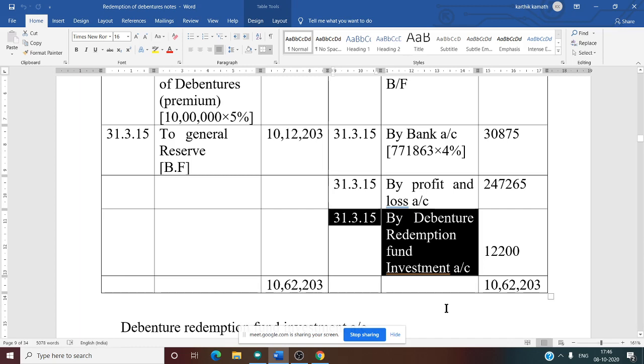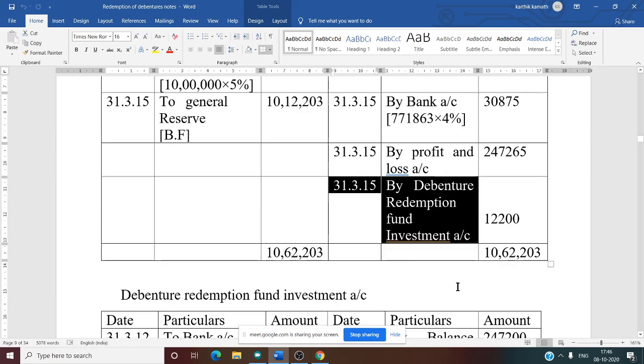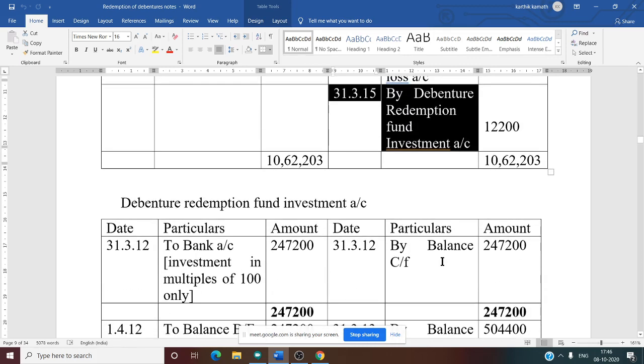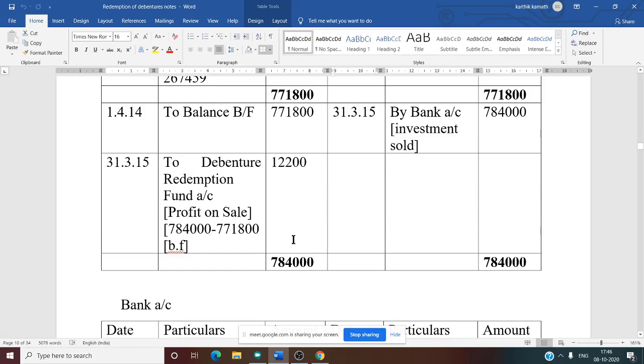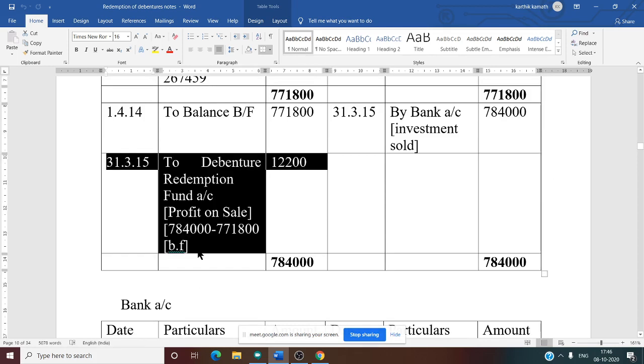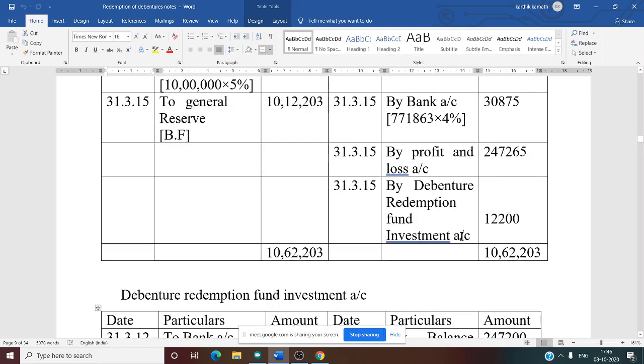See this. What is this entry? Now it is very clear. 31/3/2015, by Debenture Redemption Fund Investment account is a transfer entry. From where did this entry come? This entry came from DRFI account. See this. DRFI account, profit on sale. This entry we are going to transfer to DRF account. So in the DRF account we are going to write by Debenture Redemption Fund Investment account 12,200.